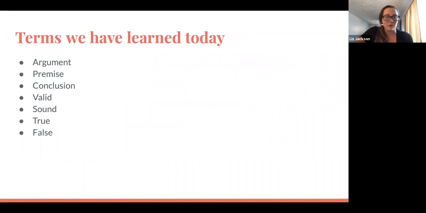All right, so here's just a summary of the terms we've learned today: argument, premise, conclusion, valid, sound, true, false. And hopefully this can aid us in doing philosophy better and identifying both what makes statements good and bad and what makes arguments good and bad.